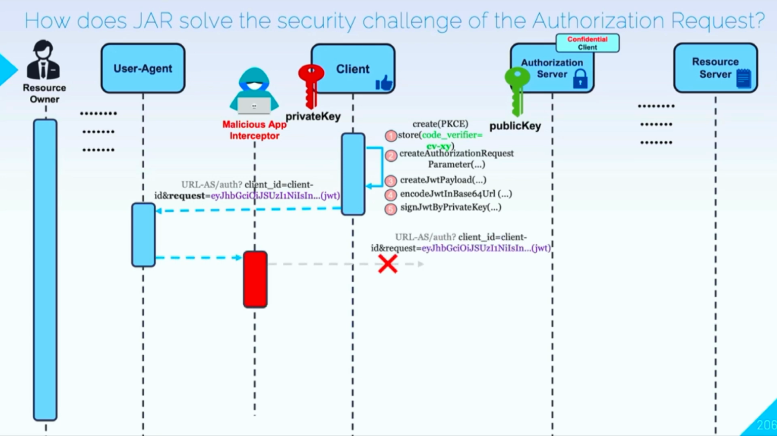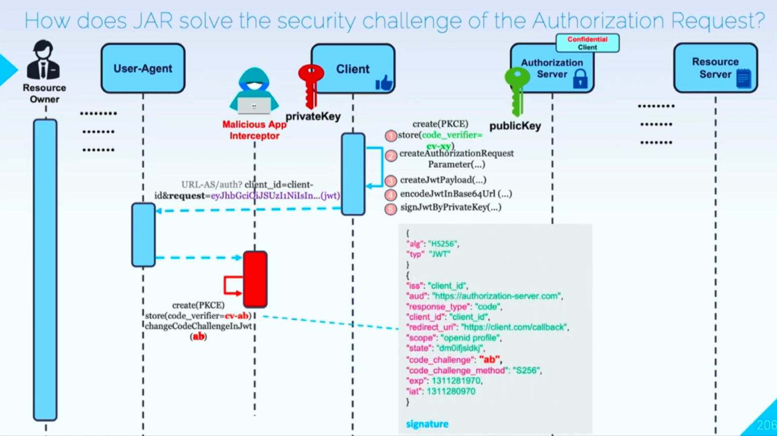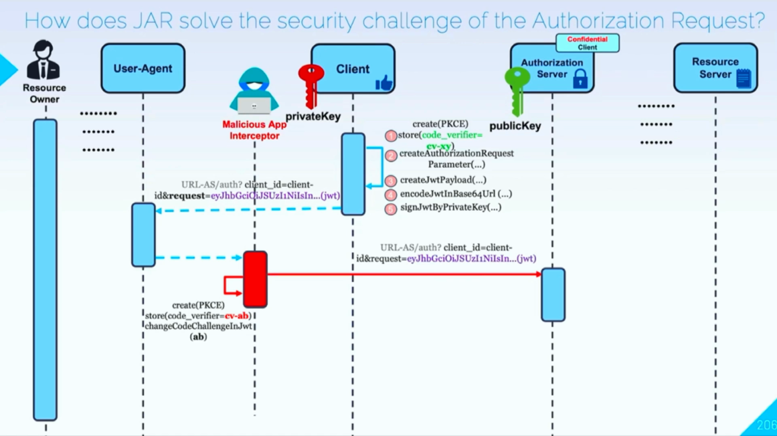Now, suppose the malicious application intercepts this request again and attempts to manipulate the parameters, like replacing the code challenge. The attacker generates a new PKCE with a code verifier of CVAB and changes the code challenge from XY to AB in the token payload, sending the request to the authorization server.